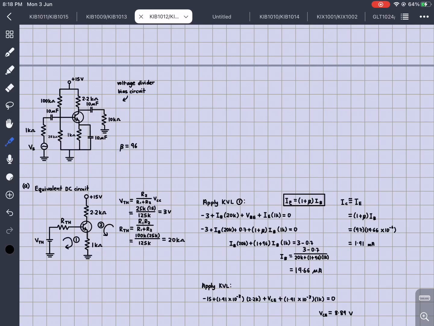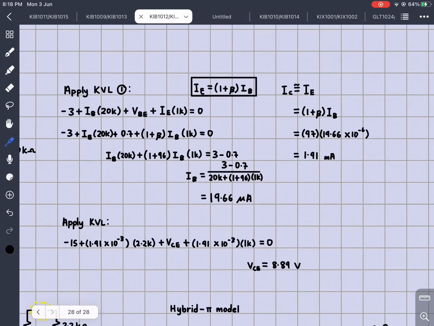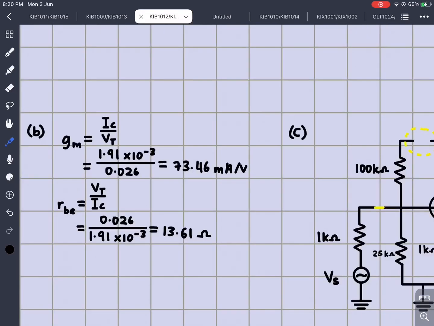Now that we have found the value of IB, we can find the value of ICQ. ICQ is approximately equal to IE. Hence, the value of ICQ is 1.91 milliampere. Next, apply Kirchhoff's law to the second loop and we will get VCE as 8.89 volt.